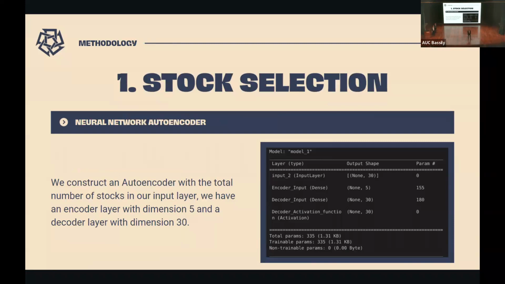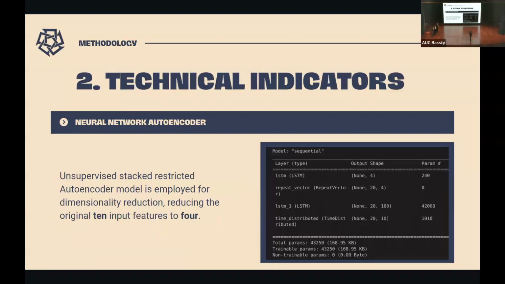So first, we propose an autoencoder where we have 30 stocks in our input layer, with an encoder of dimension 5 and a decoder of dimension 30 that reconstructs the stocks. Then we select the 20 stocks with the least reconstruction errors to continue to build the basic portfolio.